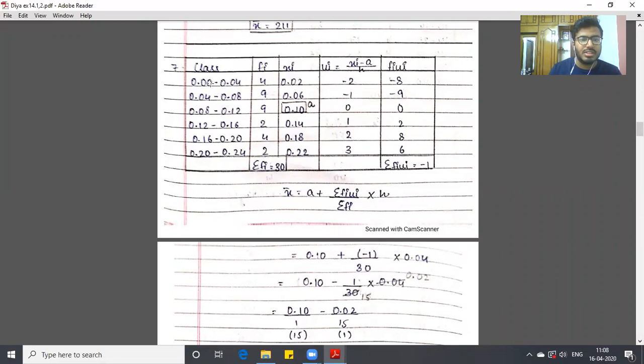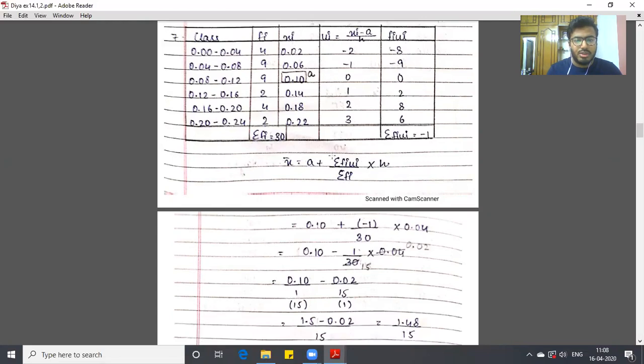Here the class length is how much? There is a difference of 0.04. So just do it directly: -1, -2, 1, 2, 3. Okay, fi and ui calculated, you are getting sigma fi ui as -1. Then x bar is equal to a plus sigma fi ui upon sigma fi into h. Now see, the a value we took is 0.10, so 0.10 plus sigma fi ui, minus 1, and sigma fi is how much? 30, so you write 30. And the h value, I said earlier, 0.04 minus 0.0, so 0.04, that is the h value.